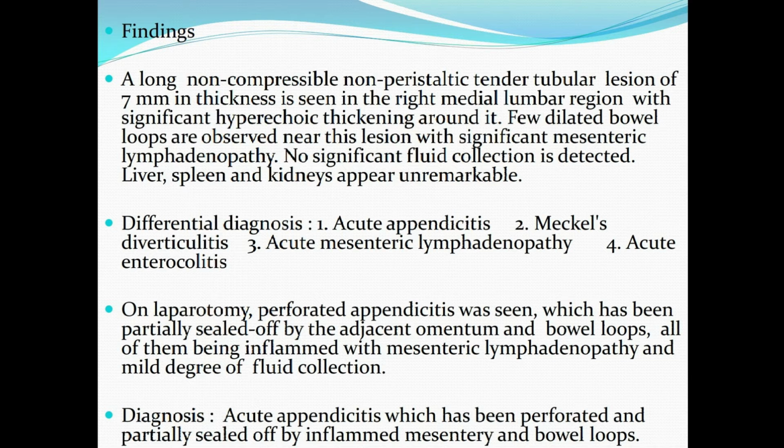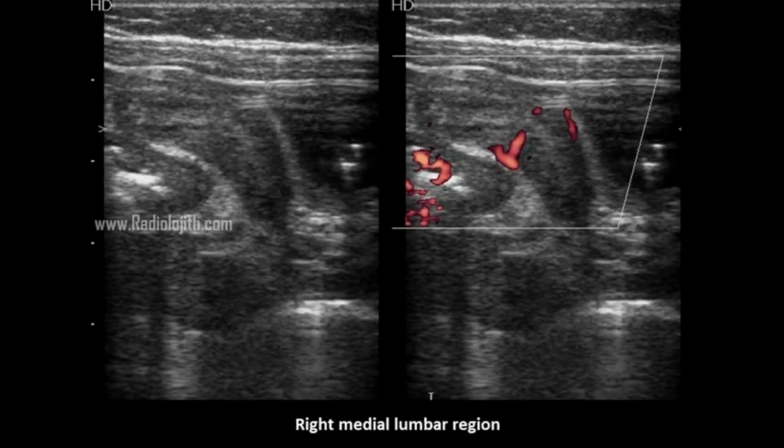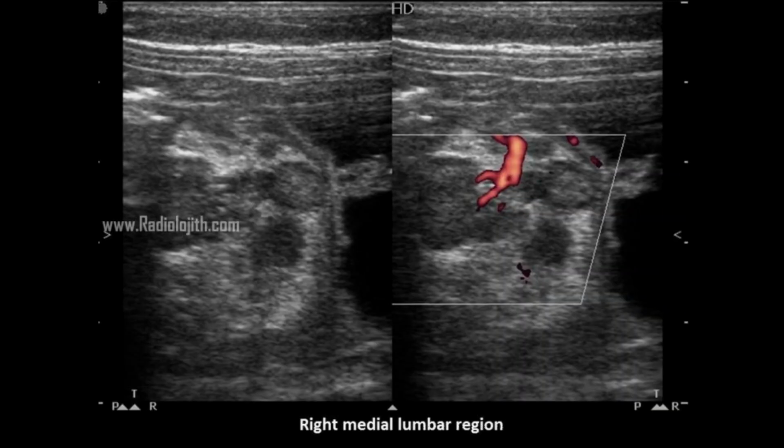The differential diagnosis for these findings could be first, acute appendicitis; second, Meckel's diverticulitis; third, acute mesenteric lymphadenitis; fourth, acute enterocolitis. So this is an infant, almost 8 months old. The differential diagnosis by the ultrasound findings was either appendicitis, Meckel's diverticulitis, mesenteric lymphadenitis or enterocolitis.